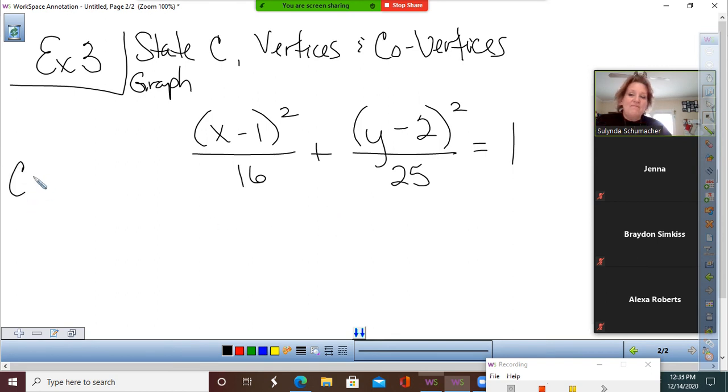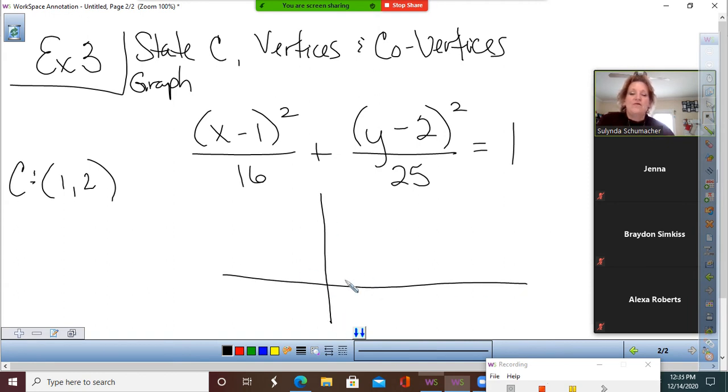So first I need my center. My center is what's in with x and what's in with y. Remember, this is my h and my k, just like when we had a circle. So my center is at 1, 2. All right, so we're going to start by plotting our center. I'm going to go to the right one and up 2 and put a dot. All right, there's my center.